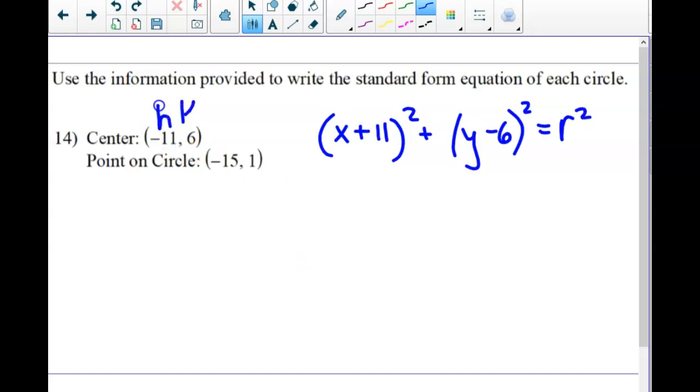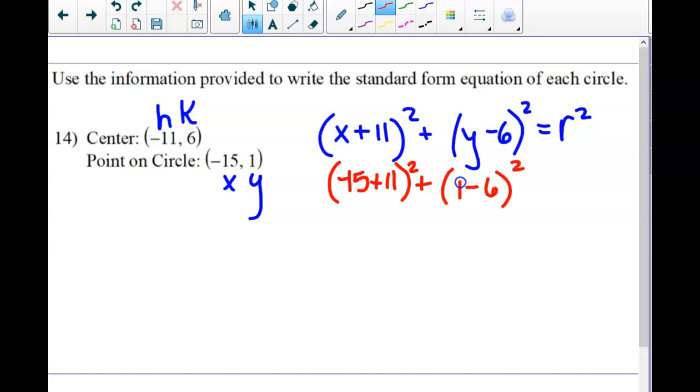So I'm going to call this h and k, and then I'm going to put this in for an x and y. I always write the first one down first, and then put in. Now, if you want to just use your calculator for all this part, you can. Just make sure you put in the parentheses. And the squared is on the outside of the parentheses.